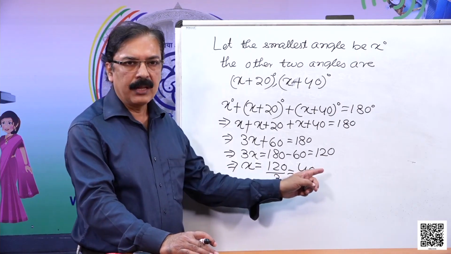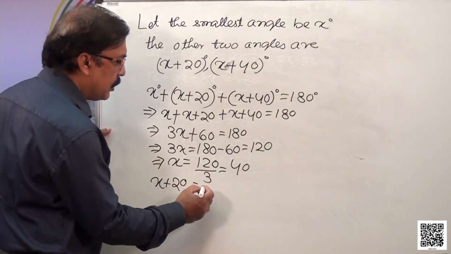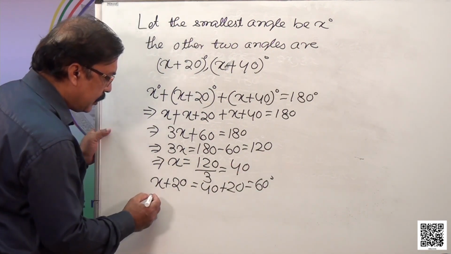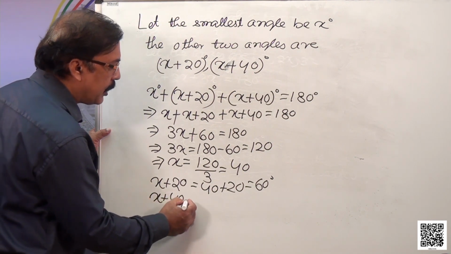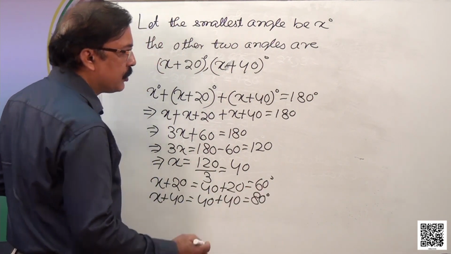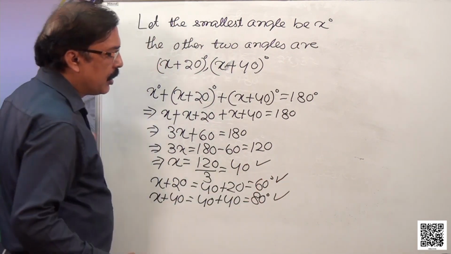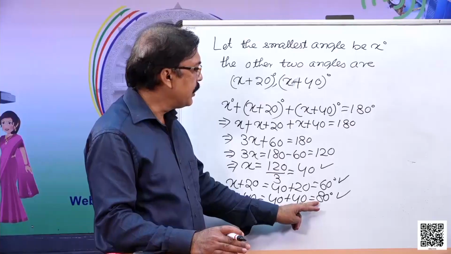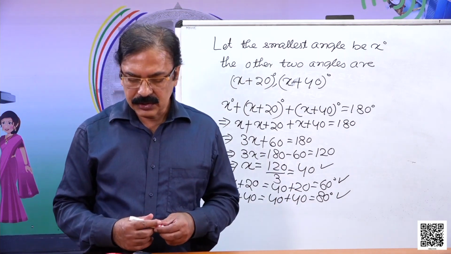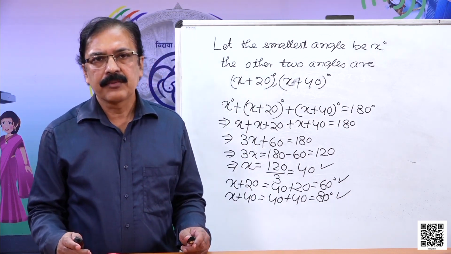If one angle is 40, then the other two angles are x plus 20, that is 40 plus 20 equal to 60 degree, and the third one is x plus 40 is equal to 40 plus 40 is equal to 80 degree. So the angles are 40 degree, 60 degree and 80 degree. If you add this, 80 plus 60, 140 plus 40, 180. So these three satisfy this condition. So this is our solution. Let's have a look at another question.